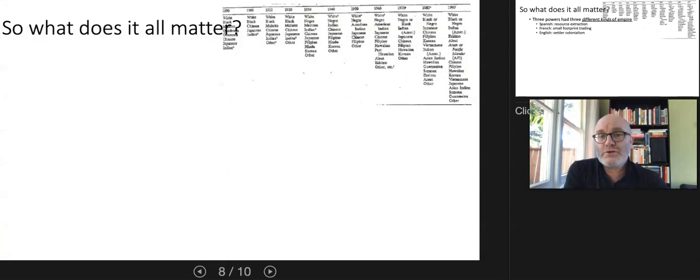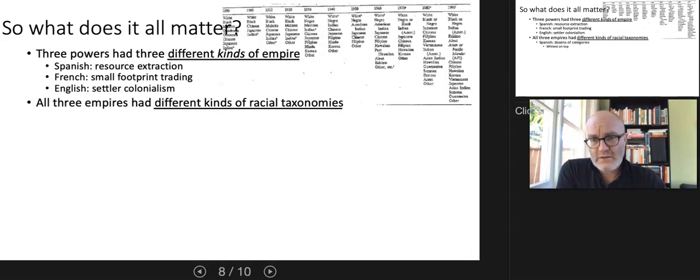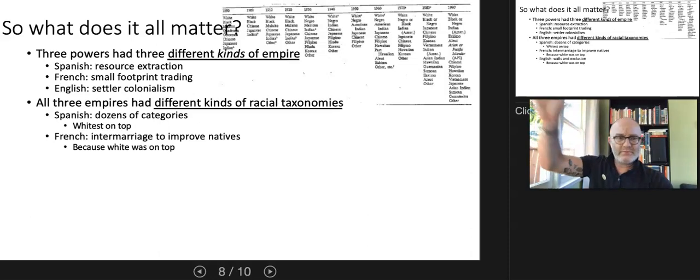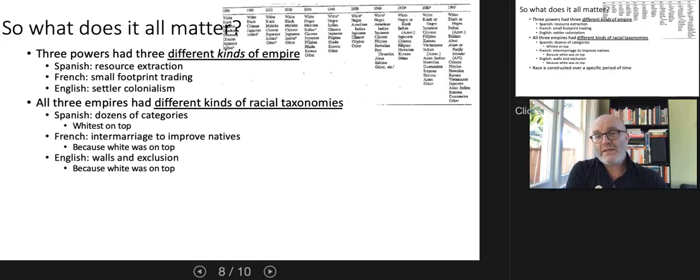So in conclusion, to review, all three powers have different kinds of empire. The Spanish is about resource extraction. The French is very small footprint. They trade, they trap. And the English are a settler colony. All three empires have different racial taxonomies that develop. The Spanish, whitest on top. They don't care how many categories below. The French intermarry to improve natives. That also puts white people on top. It's another form of white supremacy. And then the English build walls, exclude, change your laws to exclude any mixed-race offspring. That is another form of white supremacy.